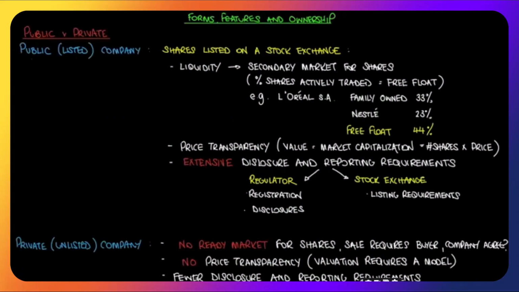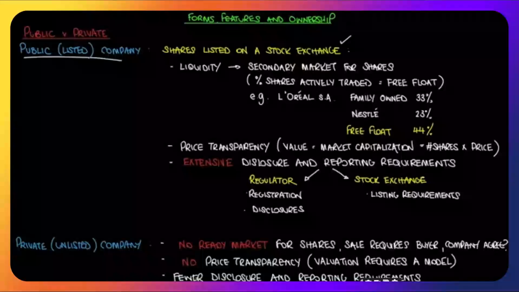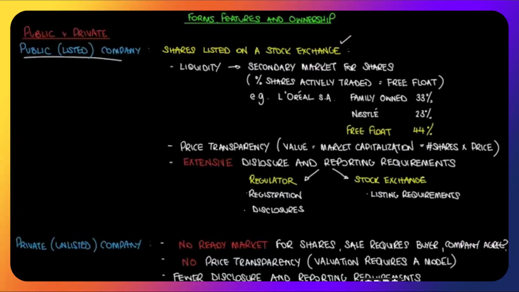Public, first of all, and just to be clear, when we say public, we mean listed here. Shares are listed on a stock exchange, which is great news because it means the company's shares are liquid. The exchange provides a secondary market for shares. Individuals can trade shares between themselves. Be aware that secondary market doesn't raise any more finance directly for the company because the share just moves between shareholders. The percentage of shares that are actively traded is known as the free float.